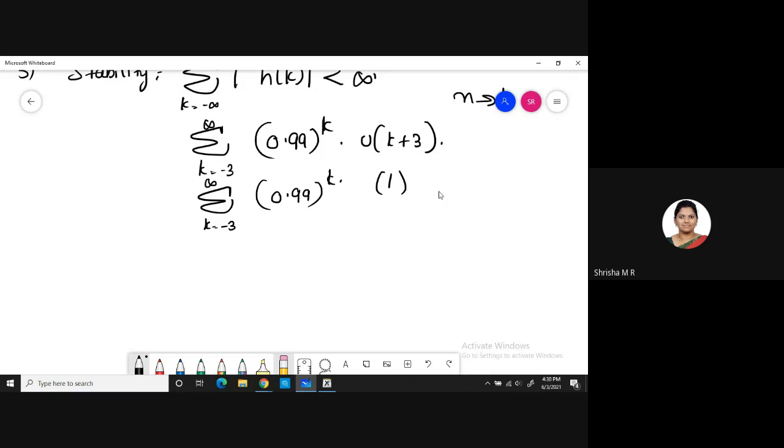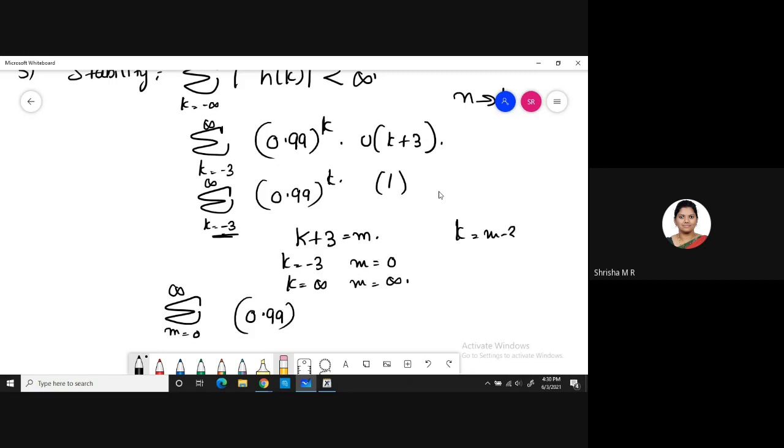So to get rid of this minus 3, what will you do? I have taught you once. If you want to make the lower limit 0, what will you do? k plus 3 is equal to m. If k is equal to minus 3, m is equal to 0. If k is equal to infinity, m is also equal to infinity. Correct? So your summation limits will be from m is equal to 0 to infinity, 0.99 to the power of, what is k? m minus 3. 0.99 to the power of m minus 3 into amplitude 1.